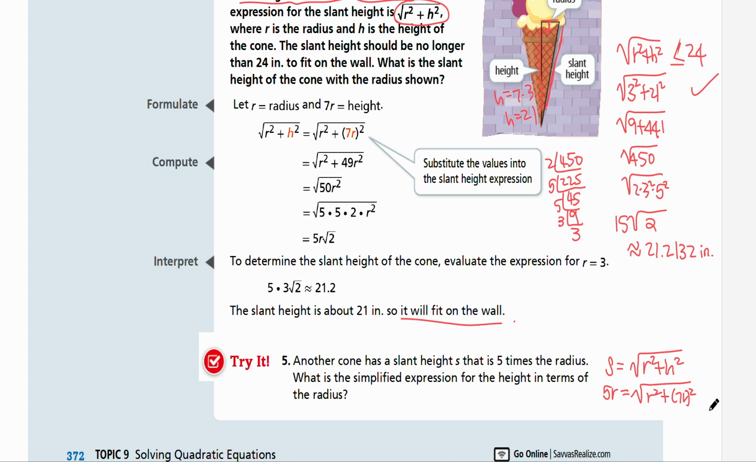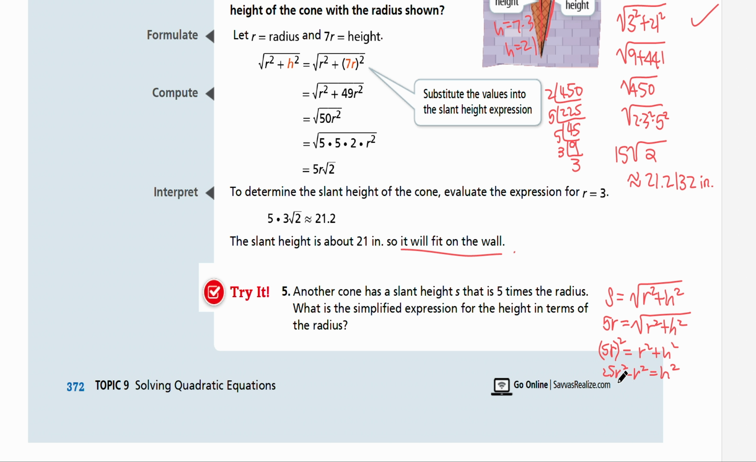Oh, okay, so we're not doing 7 times r. We're just solving for h. So we want to solve for h. That means we have to square both sides. And then we have 5r squared is equal to r squared plus h squared. That's equal to 25r squared. And then we can subtract r squared on both sides. These are like terms, right? The powers are the same. So it's 24r squared is equal to h squared, and now we root both sides, and we have root 24r squared is equal to h.